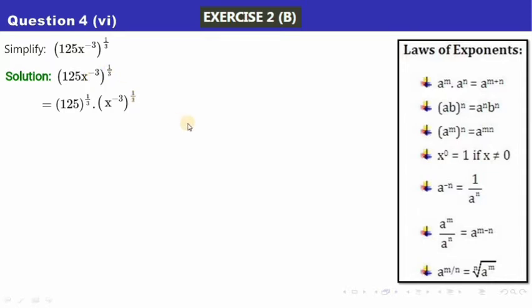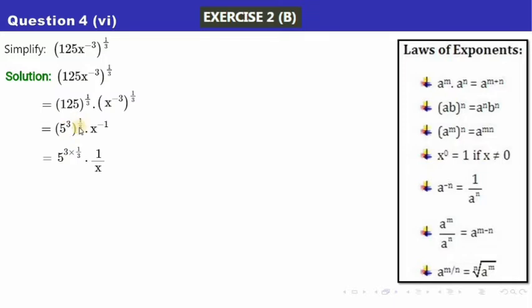Now, can I write 125 as 5 cube? First factorize 125, you get 5 into 5 into 5, which is actually 5 cube. Now in this, why am I getting minus 1? Because I am applying this law, which says that you need to multiply the powers. When you multiply minus 3 and 1 by 3, 3 and 3 get cancelled, so only minus 1 will be left. Now again I am going to apply the same law here.